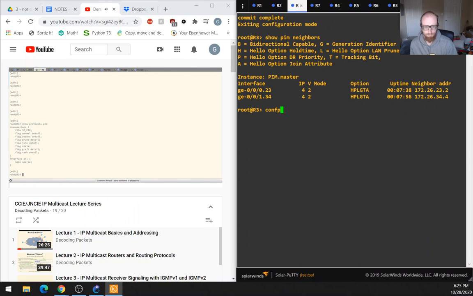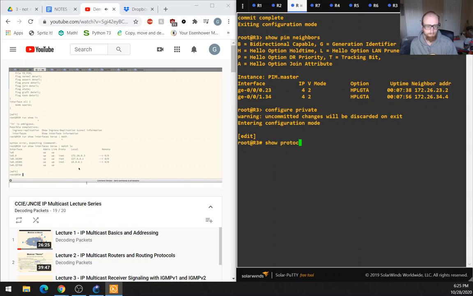But let's go ahead and take a look at R3's interfaces. Specifically, I'm going to look at the loopback interface. The loopback interface here is lo0, and it is 172.26.0.3. That's going to be the IP address for the RP. So now we can actually configure R3 to be a local RP.